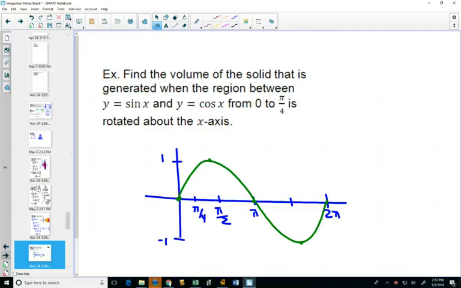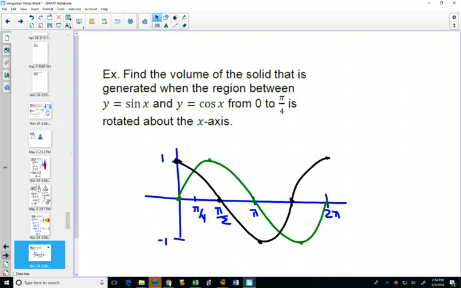There's my sine graph. I'll draw my cos graph in black. Cos graph starts at a maximum. And of course, these two graphs intersect at pi over 4. Now, I'm going to want to take this area that's between them and rotate it 360 degrees. So that's just a tiny area.